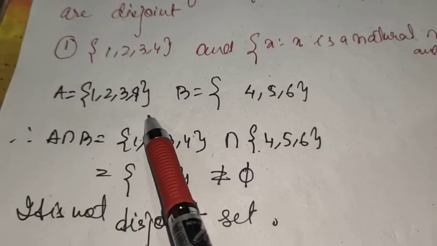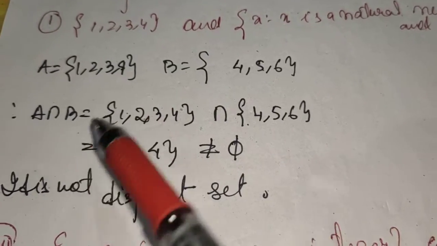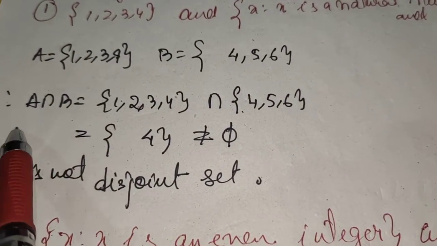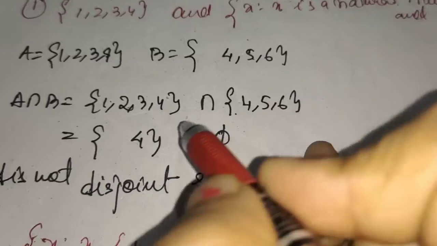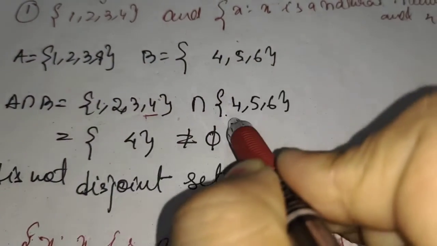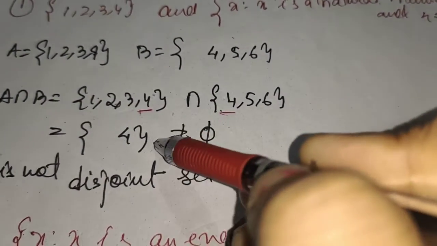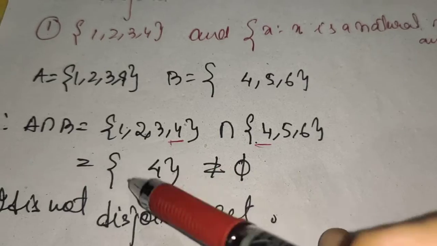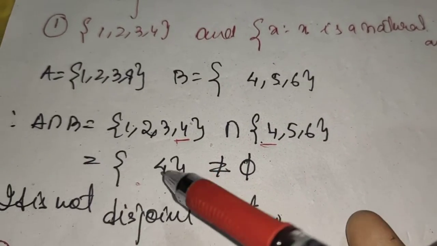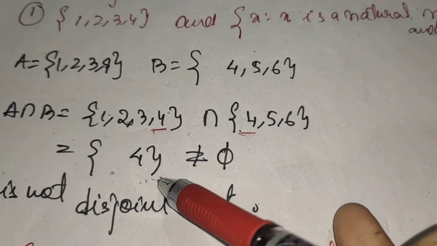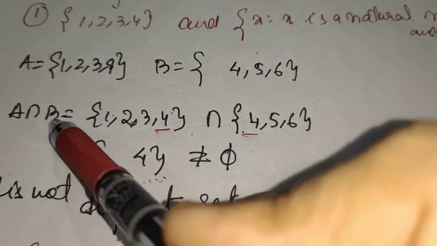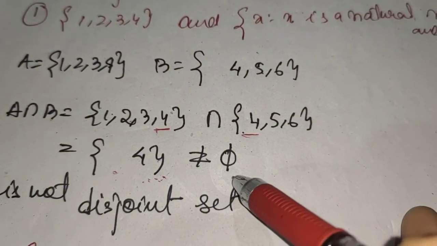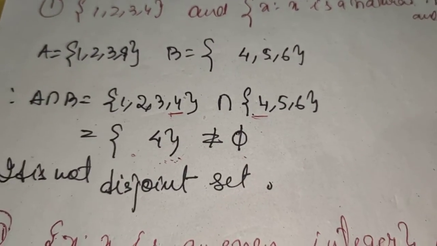If we have to find out whether sets are disjoint, we have to go for intersection. So A intersection B, we can see that there is a common element 4 in both the sets. So 4 is the common element. That means we have an overlapping element for A intersection B. So if there is an overlapping element, that means A intersection B will not be equal to the empty set. So therefore it is not a disjoint set.